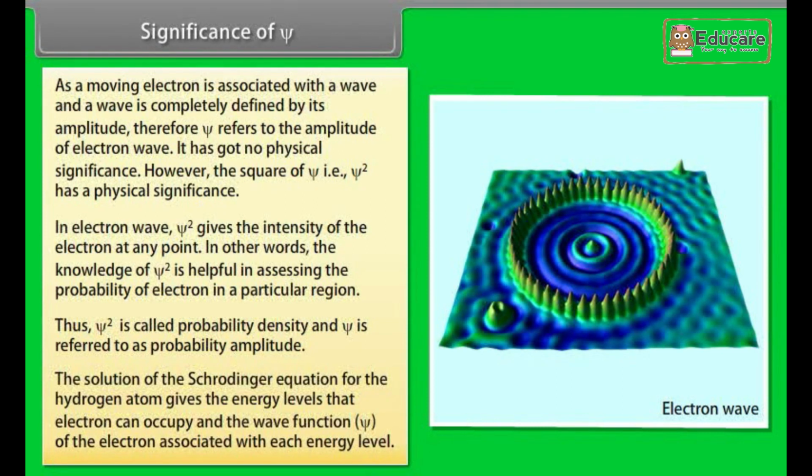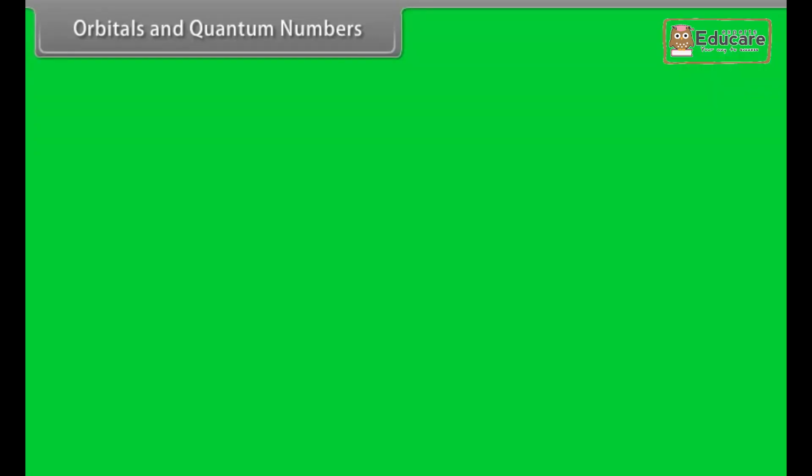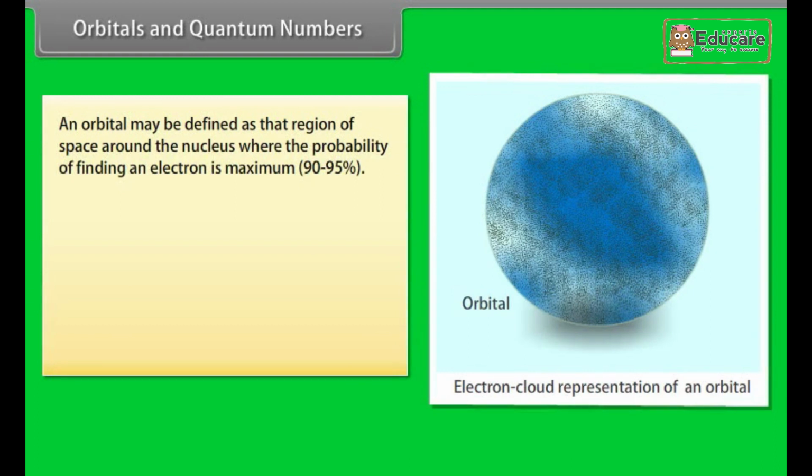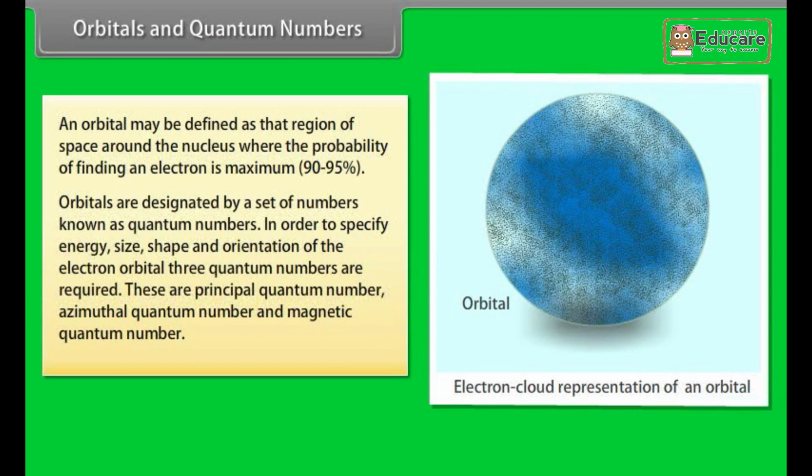The solution of the Schrödinger equation for the hydrogen atom gives the energy levels that an electron can occupy and the wave function of the electron associated with each energy level. Orbitals and quantum numbers. An orbital may be defined as that region of space around the nucleus where the probability of finding an electron is maximum. Orbitals are designated by a set of numbers known as quantum numbers. In order to specify the energy, size, shape, and orientation of the electron orbital, three quantum numbers are required. These are the principal quantum number, azimuthal quantum number, and magnetic quantum number.